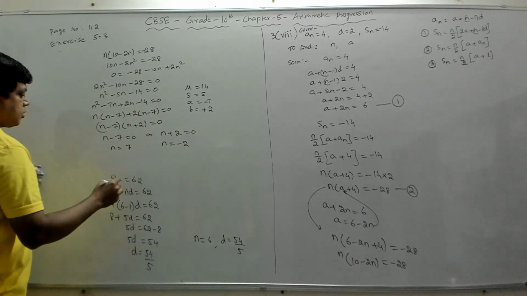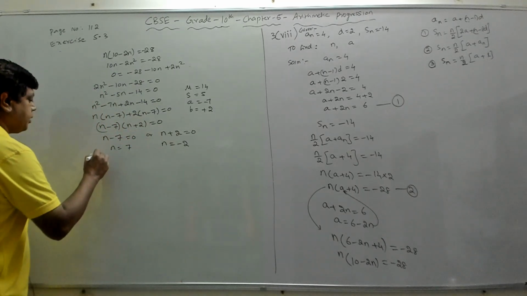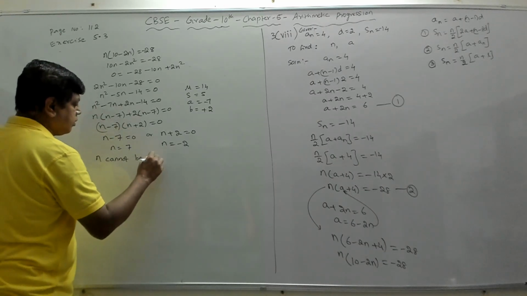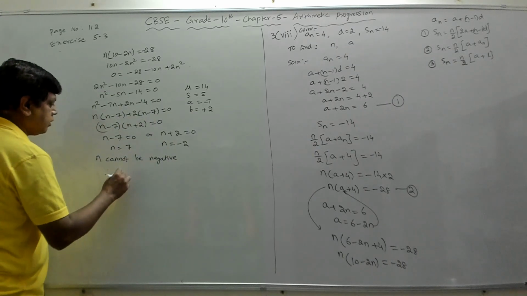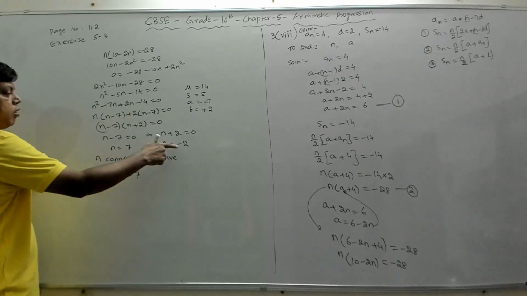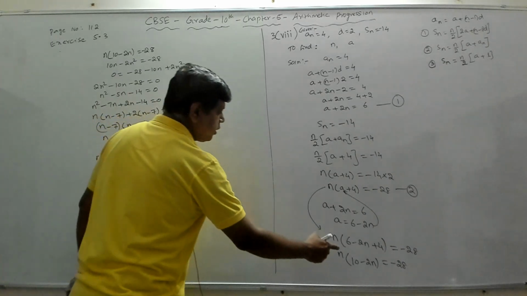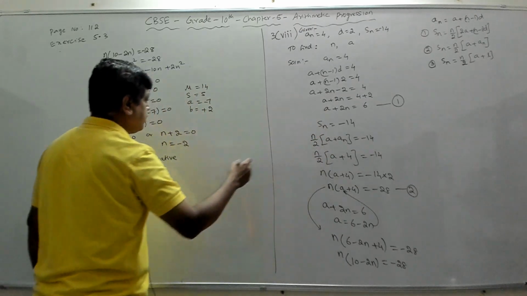It becomes minus 2, and we know n cannot be negative. So therefore n should be 7. We have to take only the positive value, not this side. We can ignore this. n is 7. Now n is 7, we can substitute in this equation or in this equation, which is one and the same, to find a. So a is what?